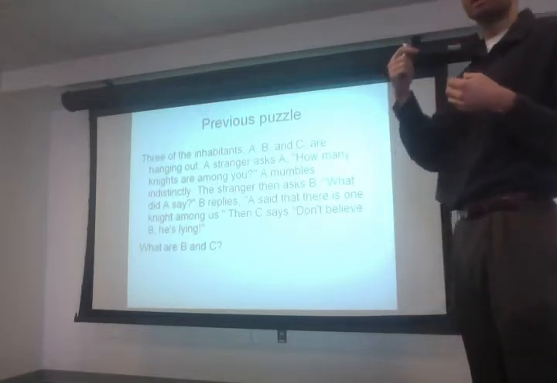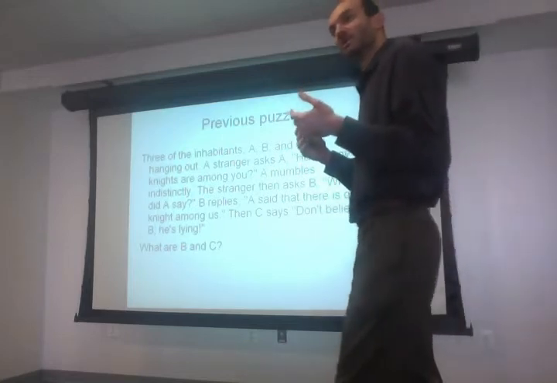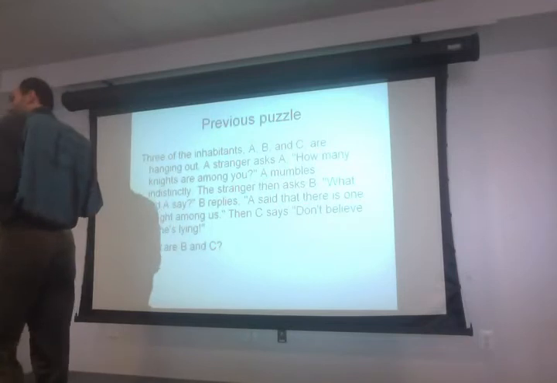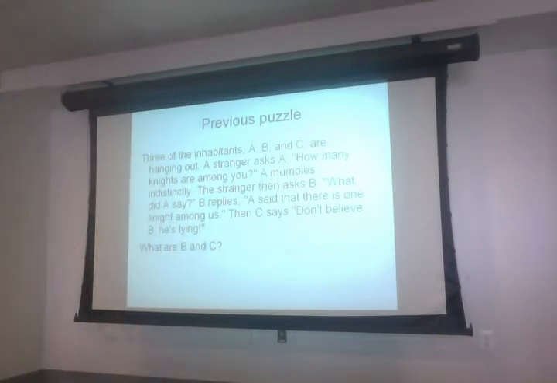So let's say A is a knight, so he tells the truth, right? Imagine if he says there is one knight among us, and it is true. Well, that means he is a knight, and either B or C is also a knight. So there are actually two knights. So if he is a knight, he cannot possibly say there is one knight among us, because it would be false, right? Because it would be him plus one of the other guys.